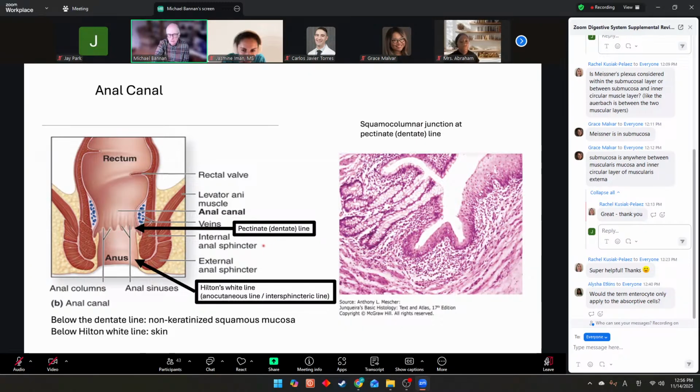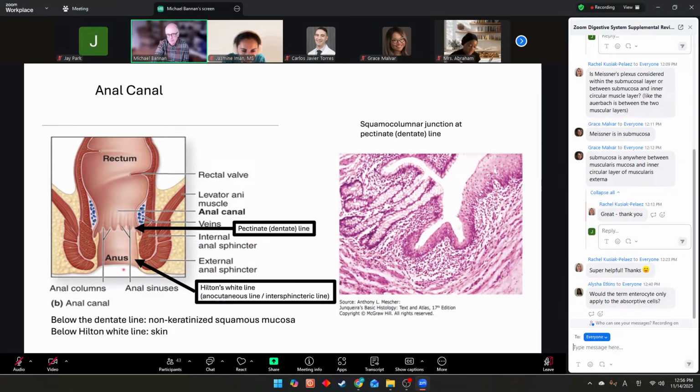Now, the other transition that occurs is more distally, right near the zone where we have anal skin. This is referred to as the white line or Hilton's white line, and this is where the epithelium becomes keratinized. Some of it may be keratinized stratified squamous, and some of it is actually skin, but in most individuals, it's hard to see that distinction. So you can just say that at the very distal end, the lining becomes keratinized and merges with the perianal skin.